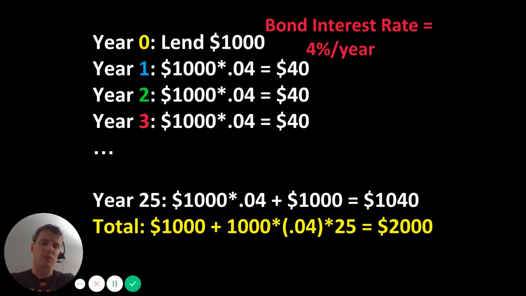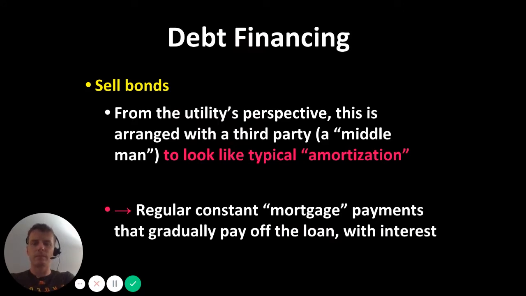That's $40 per year. Also in year 25, we get our $1,000 back from the utility, so our original principal is returned to us. If you add up all the interest that we earned in years 1 through 25 plus our original principal, the total amount of money that we have at the end of year 25 is $2,000. So we made $1,000 on our original investment of $1,000 over the 25-year period. That's what it looks like from the investor's standpoint in a very simple case.